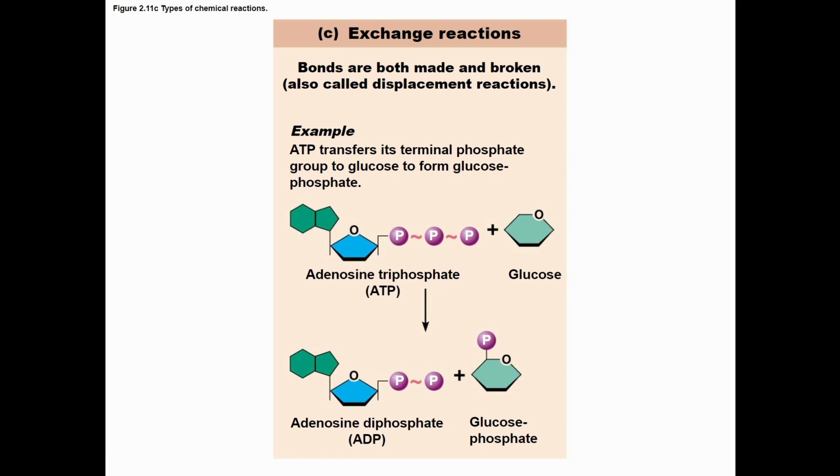Here's an example of an exchange reaction, where bonds are being made and broken. This is where ATP, which is molecular energy, has its terminal phosphate transferred to a glucose molecule. This is called glucose phosphorylation, creating glucose phosphate from ATP, which is broken down into ADP, or adenosine diphosphate, because it no longer has 3 phosphates, it has 2. So ATP is broken down, whereas glucose phosphate is built.